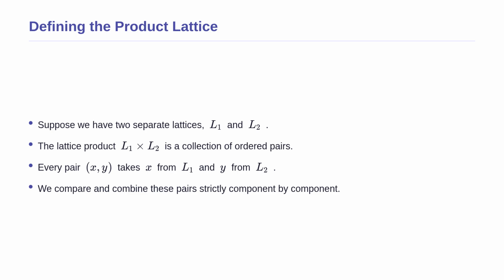Now that we understand the intuition, let us define this mathematically so we can work with it. Suppose we have two separate lattices, which we will call L1 and L2. The lattice product is the collection of all possible ordered pairs, x, y. In these pairs, the first piece always comes from the first lattice, and the second piece always comes from the second lattice. To make this new collection of pairs into a working lattice, we need rules for comparing and combining them. We do this strictly component by component.